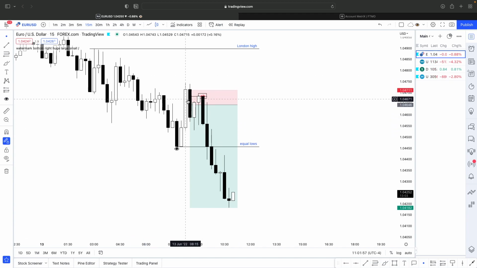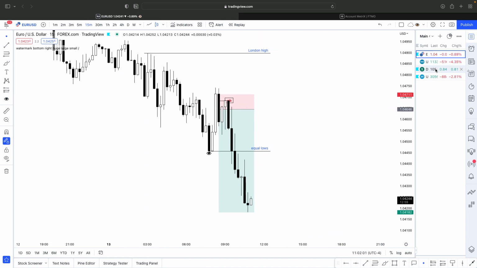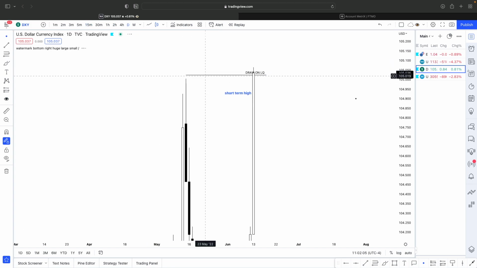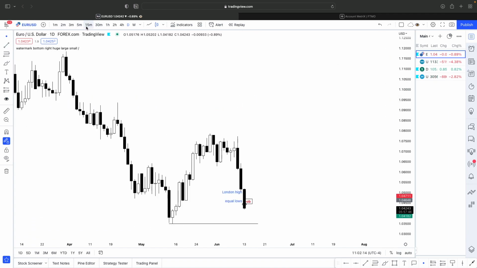So here, EURUSD, my narrative for this week was bearish. Why am I bearish? DXY is bullish. Let's go to the DXY. This was going to be right here, my draw on liquidity. So this high right here was going to be my draw on liquidity for the DXY. So that means that I'm bullish on the DXY. So that means what? I'm going to be bearish on EURUSD.